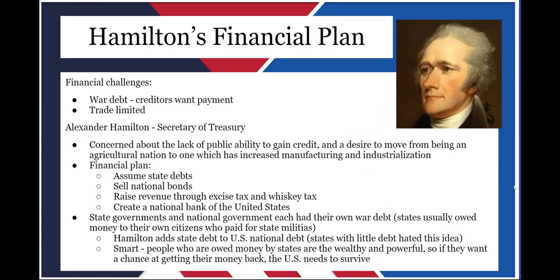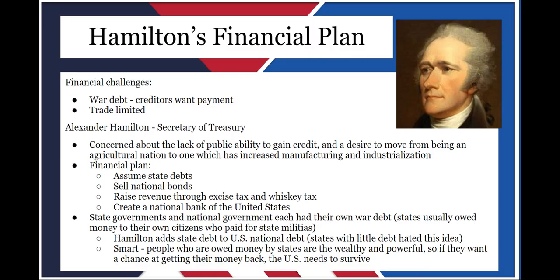Now I want to get into Hamilton's financial plan. You'll hear a lot about it in the next few minutes. There was a lot packed into it, so there's quite a bit to go over. Facing the new nation are some pretty serious financial challenges. They have terrible war debt, a great deal of war debt, and unsurprisingly, those creditors wanted payment. At this point, we are looking at 7 or 8 years post-war, and trade was still pretty limited as well. These are two major challenges facing the new United States.